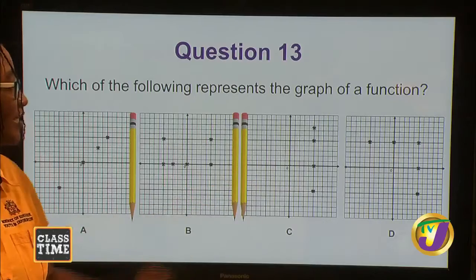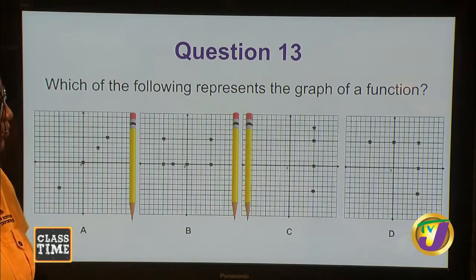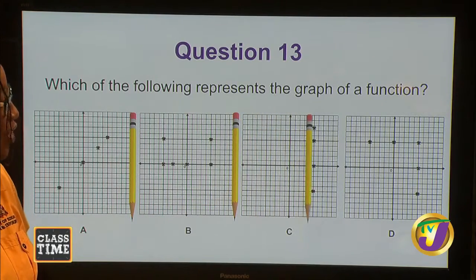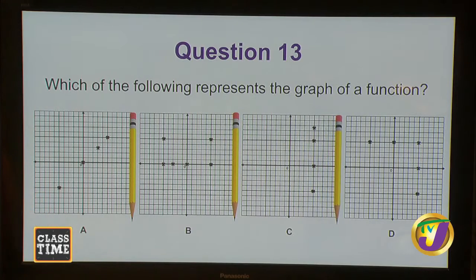Let's check C. I didn't even have to check C though. All of them are on a vertical line. That was a giveaway, right? Yes. All right, let's check D.